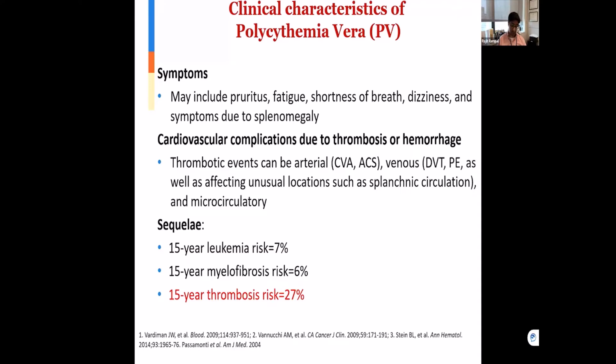So thinking about what are the major concerns with PV, well, the disease can turn into leukemia. The reality is it's not a very high risk, but it is a risk. It can turn into myelofibrosis, and again, that's about 6% at 15 years. But thrombosis is the biggest thing. It's 27% of patients at 15 years. Now, this is somewhat older data, and if that's true in the current setting is not so clear, but either way, that is the biggest thing that we worry about, and that's what drives what we do.